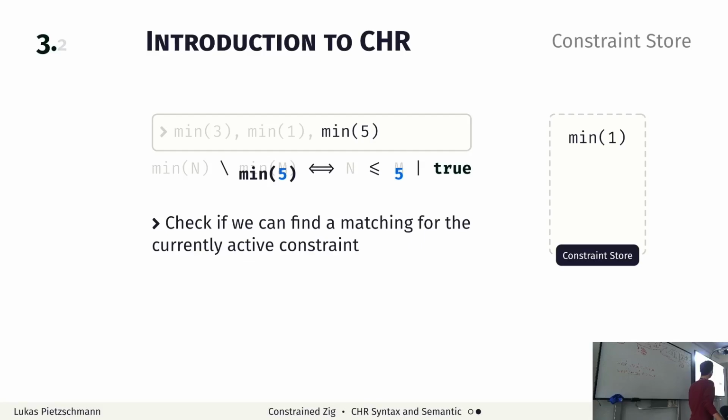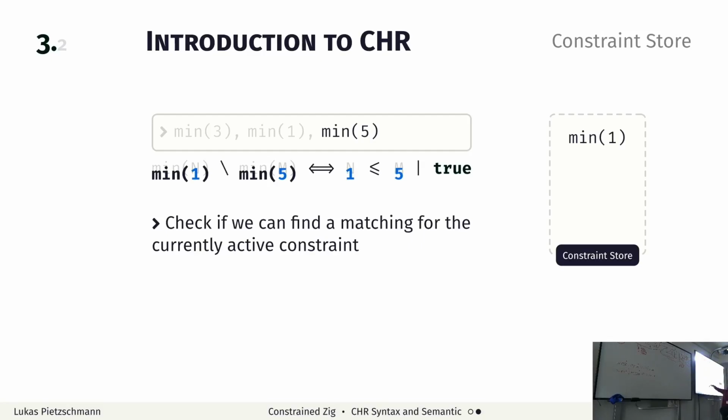All right, so min5 also noticed that the first constraint is still empty, so we can again take min1 out of the store, bind n and m to 1 and 5, and check if the guard holds. Here it does hold. So min5 now gets removed. Okay, that's not much work since it wasn't present in the constraint store to begin with.